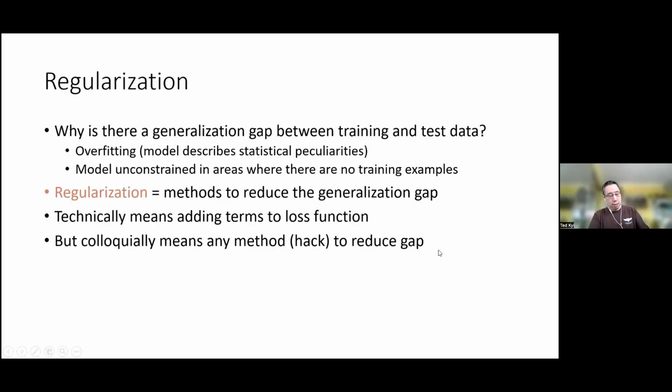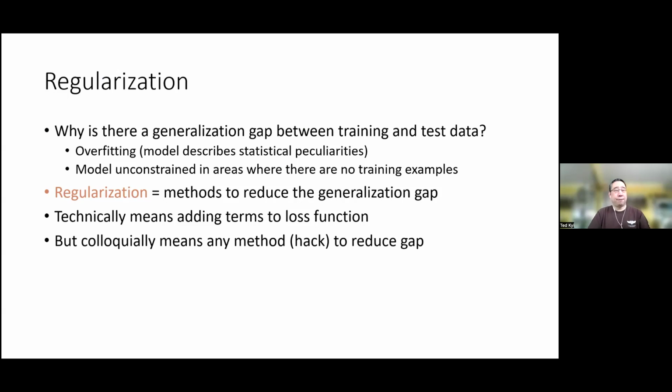So we've talked about gradient descent and things like that, and so one of the questions is why is there a generalization gap between the metrics we see on our training set and our held out test data? And so one of the most common reasons is because we end up overfitting on the training data. So what we're going to talk about today is all about regularization.